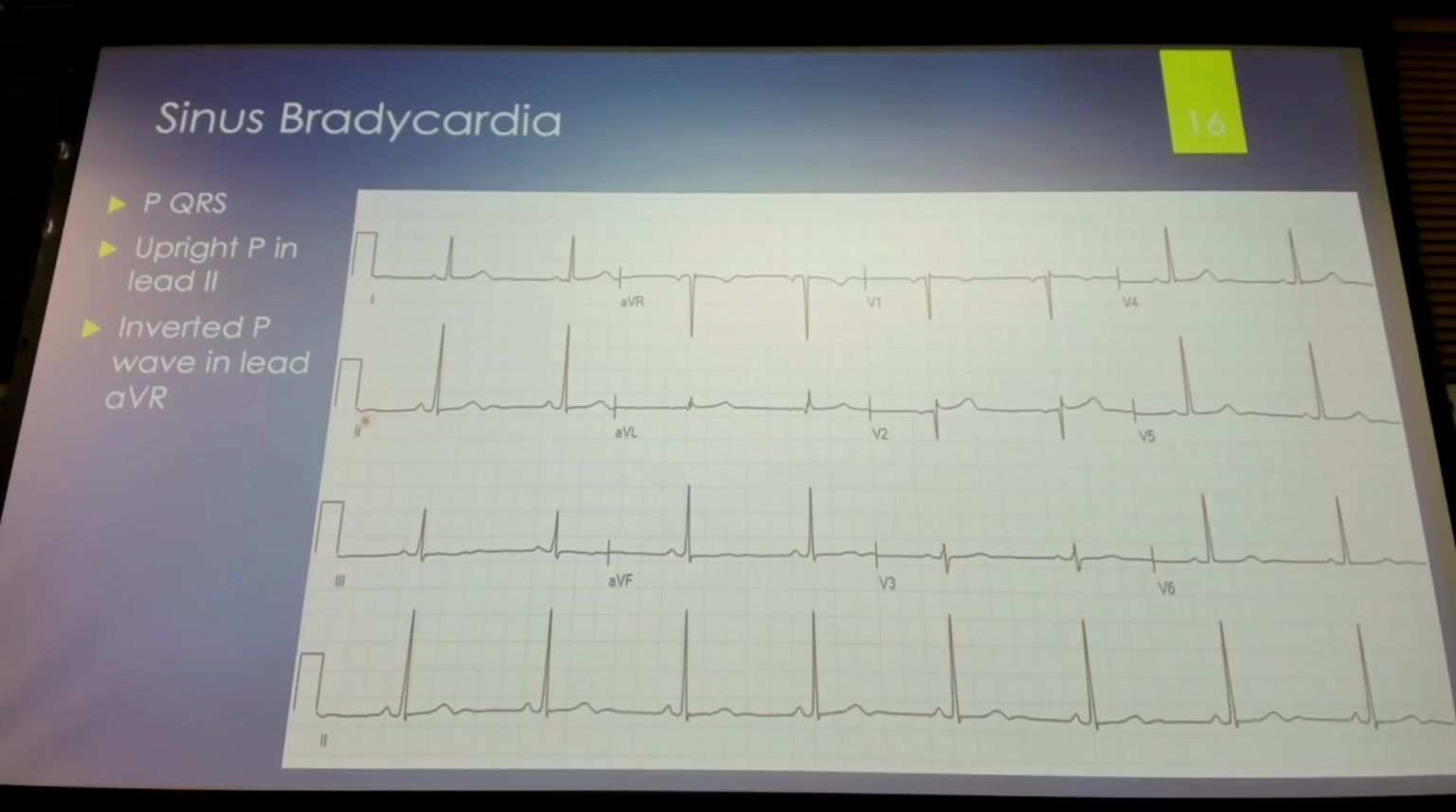Okay, so what do we do about that? Nothing. They have sinus bradycardia. There's really nothing to do about it.